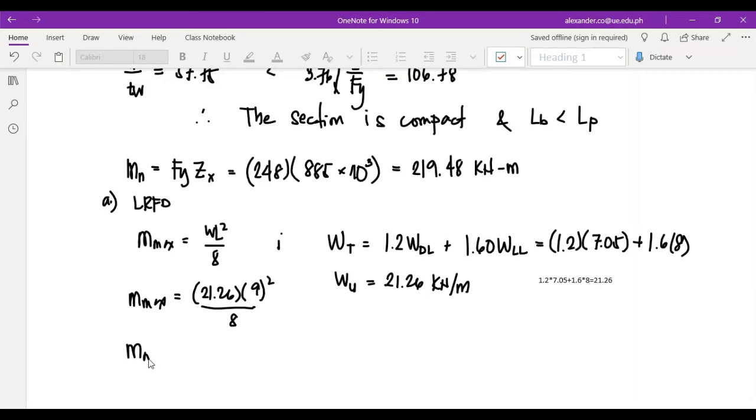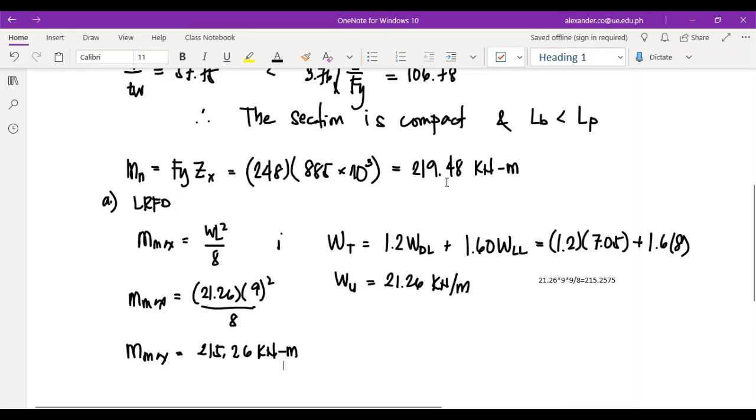So, what is M max? Tingnan natin dito. Pwede natin gamitin yan ulit. So, 21.26 times 9 times 9 na lang, divided by 8, tapos equal 215.26 kilonewton meter.